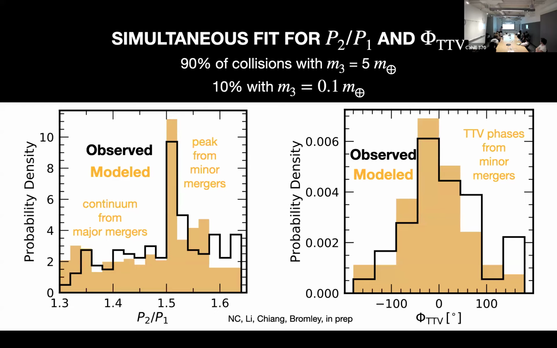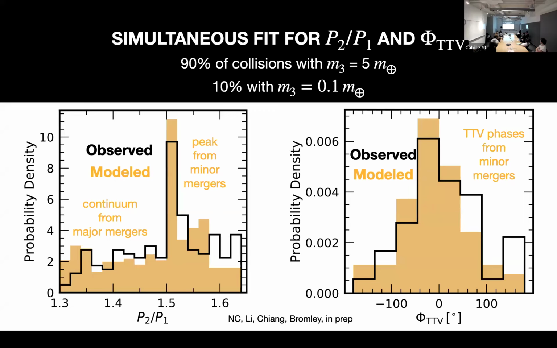So here's now an attempt to fit both the period ratios and the phases together. Here I'm starting everything locked into resonance, at a period ratio just wide of 1.5 and with zero phase shift. But then I send in colliders. I'm assuming 90% of the collisions are major mergers with a comparable mass object. They destroy resonances and form this continuum of period ratios.